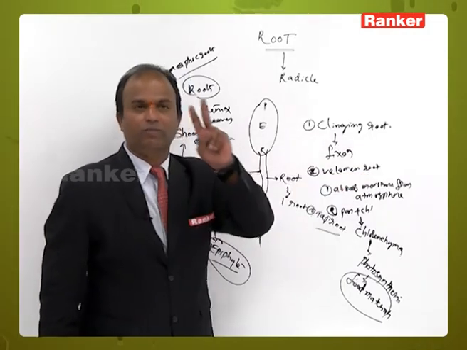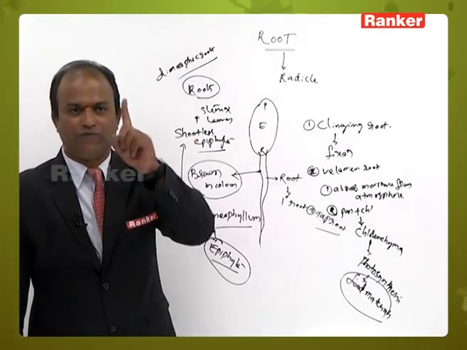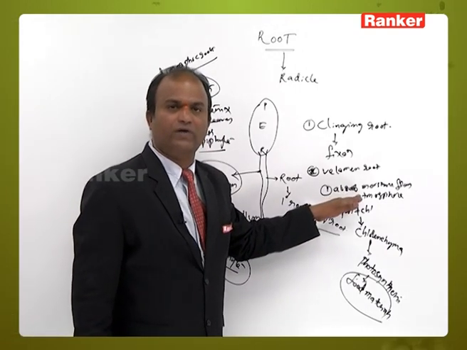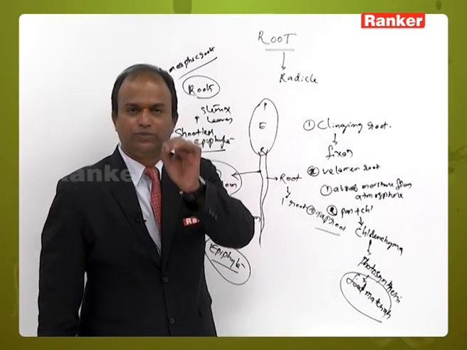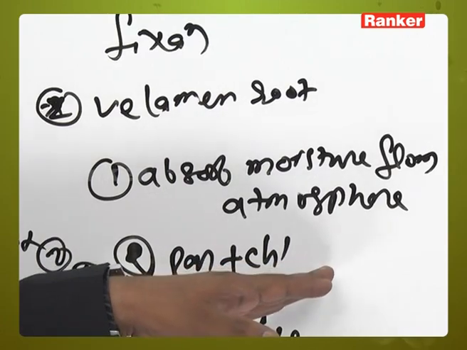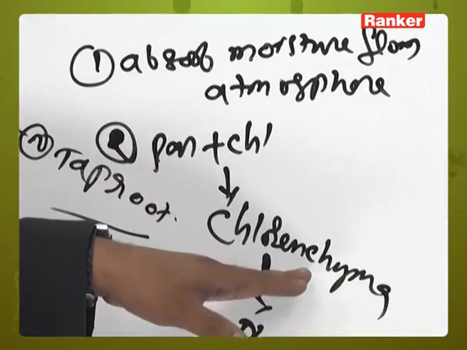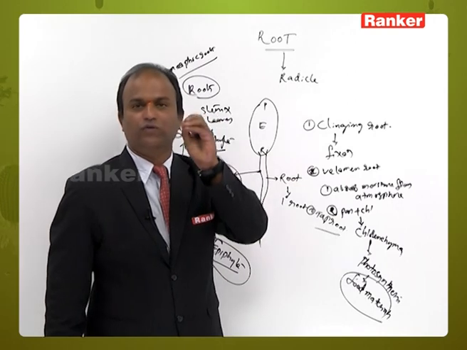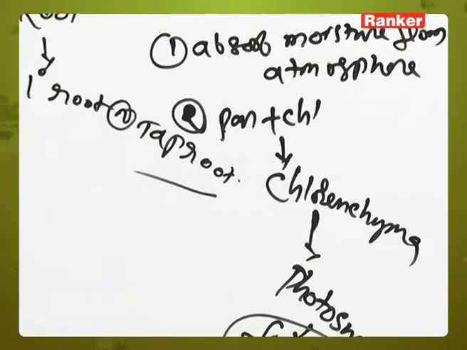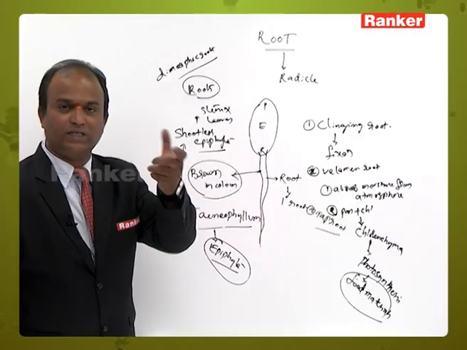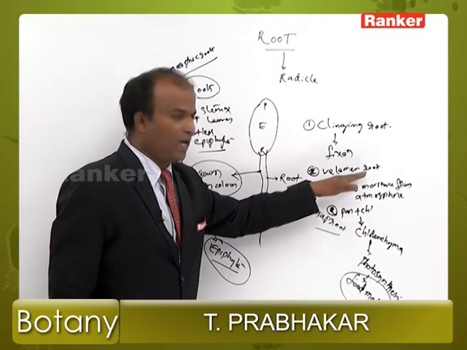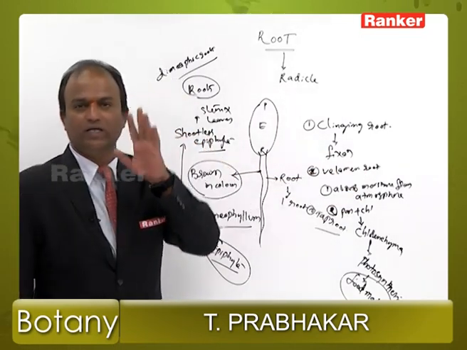The velamin root performs how many functions? Two functions. One function: as it contains dead hygroscopic velamin tissue, it helps in absorption of moisture from the atmosphere. As it contains parenchyma and chloroplast, it shows chlorenchyma. It can perform photosynthesis, due to which it can prepare its own food materials. That means these Taeniophyllum roots are green in color? Yes. Only velamin roots are green in color.